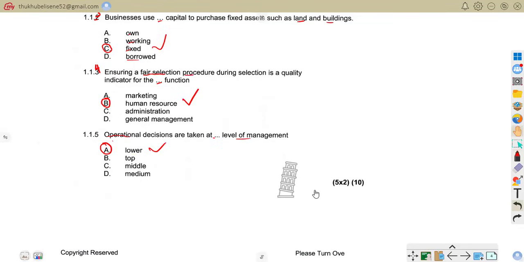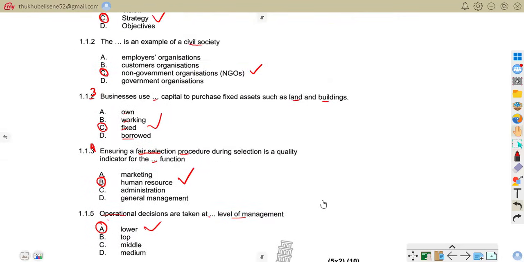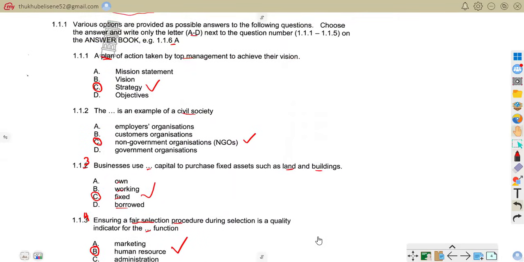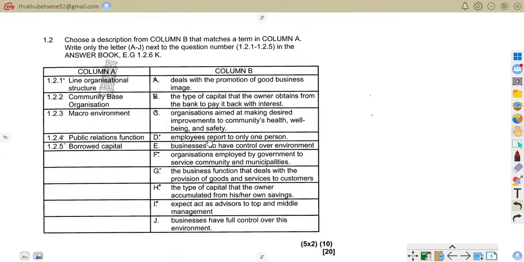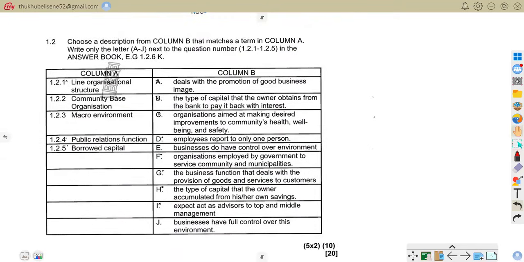So now let us move on to 1.2. We are on a matching question. As it says, choose the description from column B that matches a term in column A. Write the letter A to J next to the question numbers 1.21 to 1.25 in the answer book. For example, A, J is 1.26 and K.